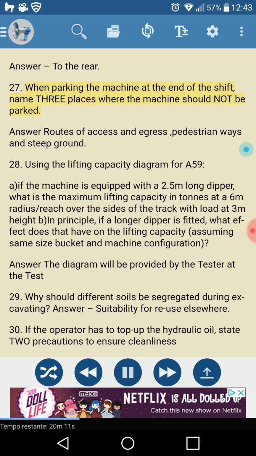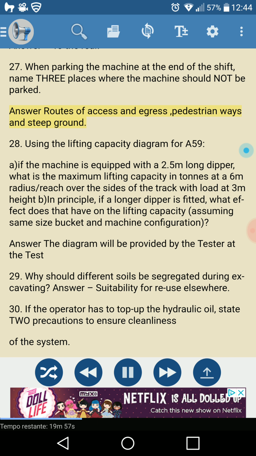27. When parking the machine at the end of the shift, name 3 places where the machine should not be parked. Answer: routes of access and egress, pedestrian ways and steep ground.